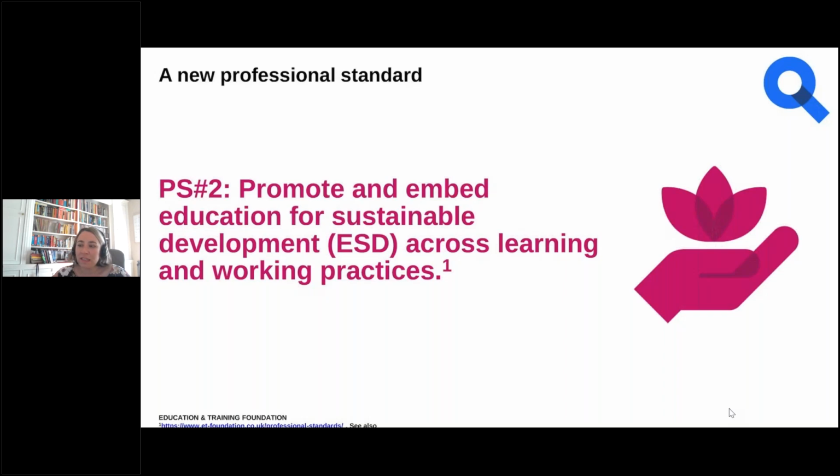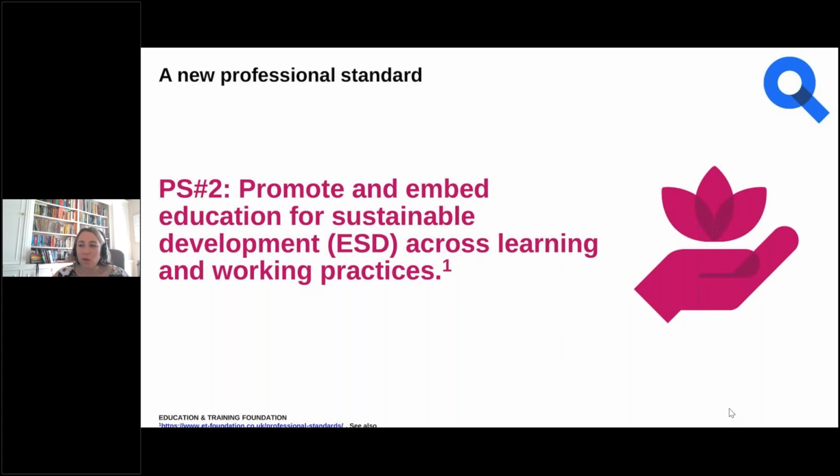And I think the inclusion of this standard in the 2022 revision really shows that sustainability is of critical importance to the further education, training and skills sectors. Our sector has a really valuable role to play in the achievement of sustainability. And we'll come on to look a little bit at the ESD landscape later on.